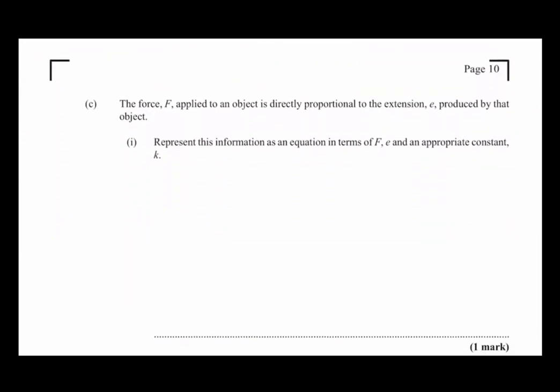Moving right along. Part C says the force F applied to an object is directly proportional to the extension E produced by the object. The first part asks us to represent this information in the form of an equation. Whenever we see that something is directly proportional, we know that multiplication is involved. So our equation works out to F is equal to K times E, where K is our constant of proportionality. That's the answer.